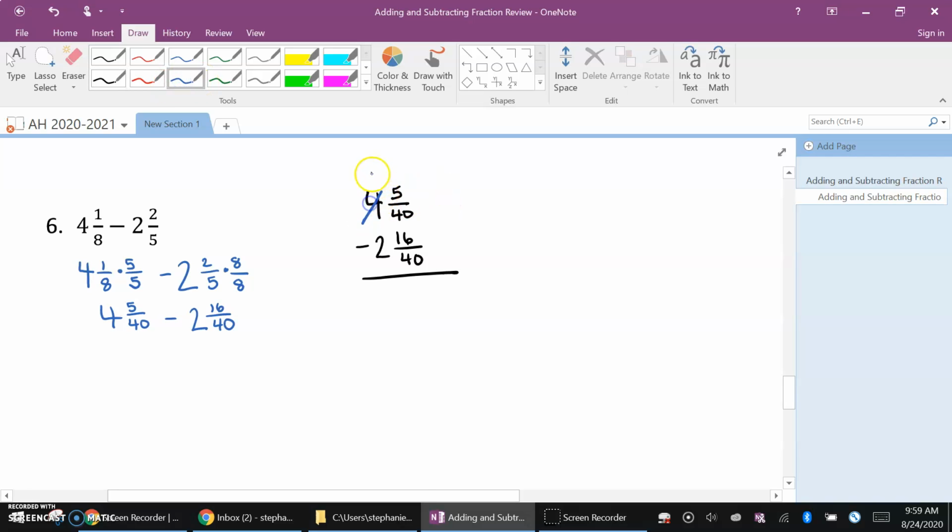So to borrow, this makes this a 3, and if we're borrowing a whole, remember that the whole is 40 over 40. So this becomes 3 and 45 fortieths minus 2 and 16 fortieths. And now we can subtract in the order that we see it. So 3 minus 2 is 1, and 45 minus 16 is 29. So we know our answer is going to be 1 and 29 over 40ths.